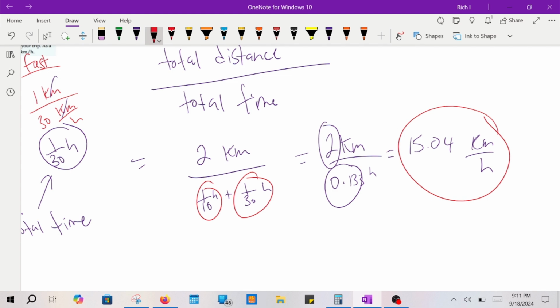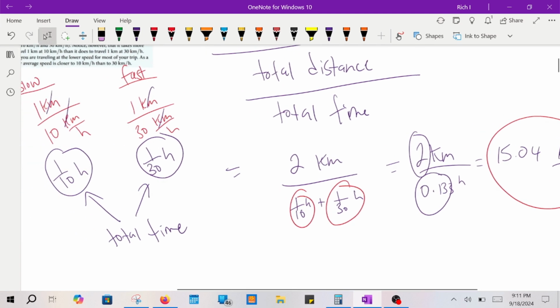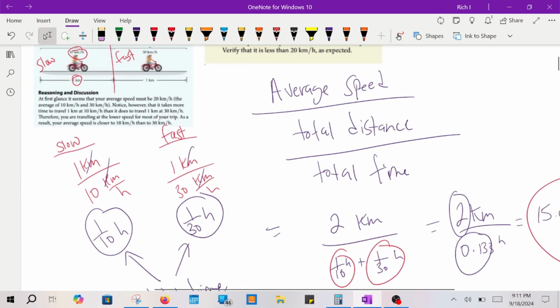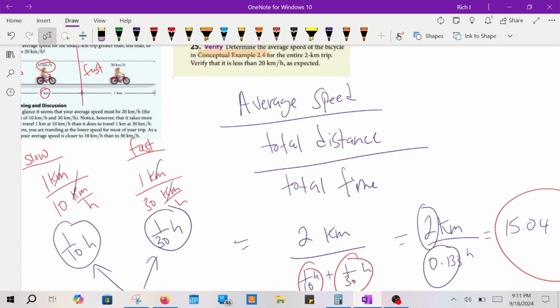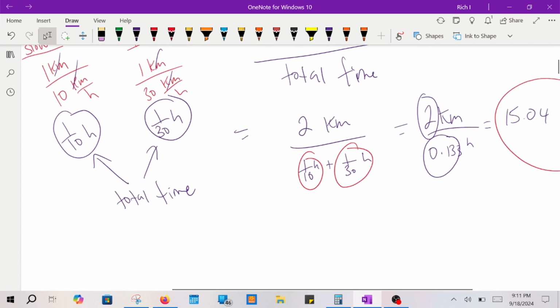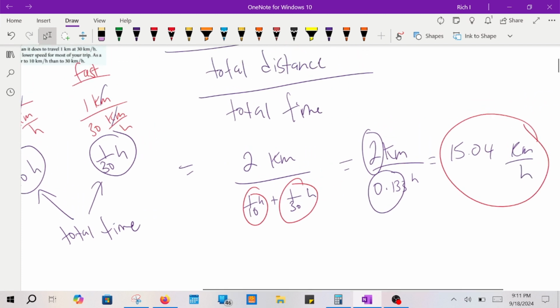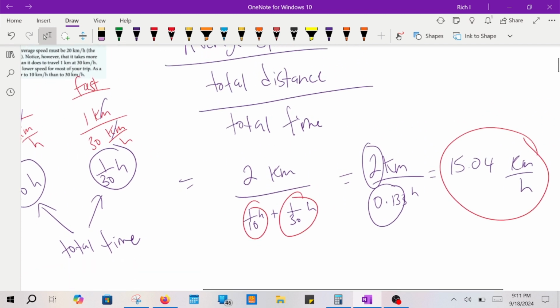So hopefully this clears it up a little bit. Again, you want to think about what's the total time it took to do the first part of the trek and the second part of the trek. You're going to add those times together. That's your total time. And just keep in mind that average speed is total distance over total time. So hopefully that clears some things up.